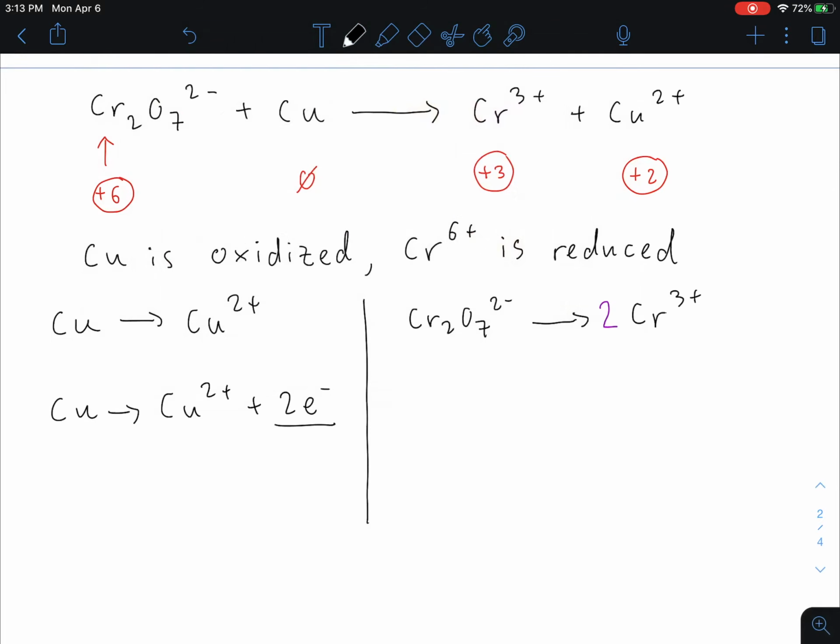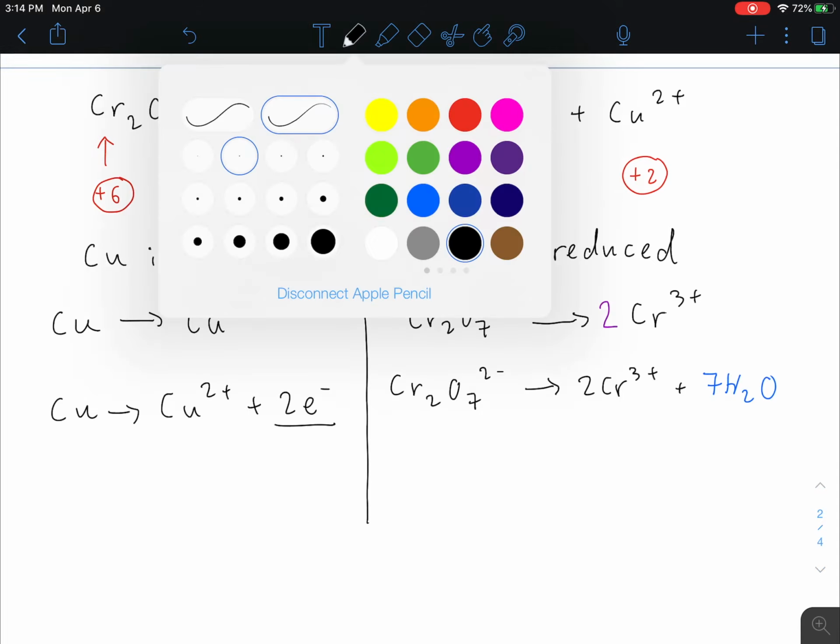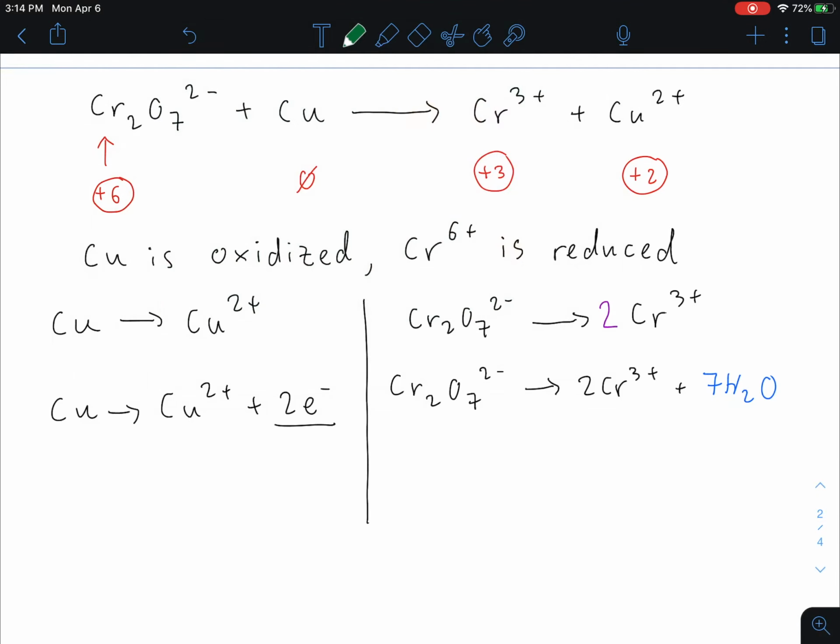The next thing that we need to do is balance oxygen and hydrogen, and immediately we can see that there are 7 oxygens on the left and none on the right. So now it will be Cr2O7 2 minus makes 2 Cr 3 plus, and then I need to add 7 waters. So now that balances my oxygen, but it unbalances the hydrogen. So I'll fix that next by adding 14 H pluses on the left side.